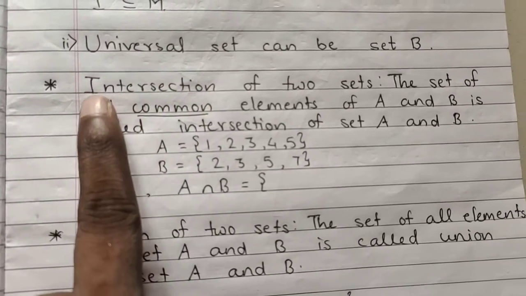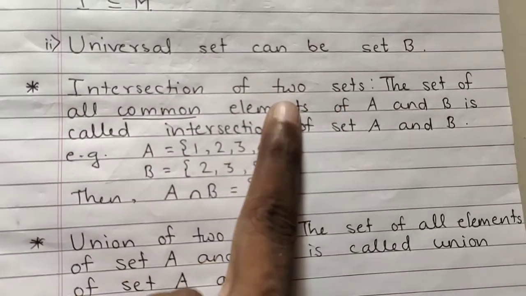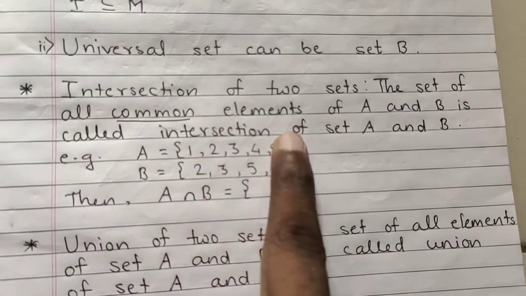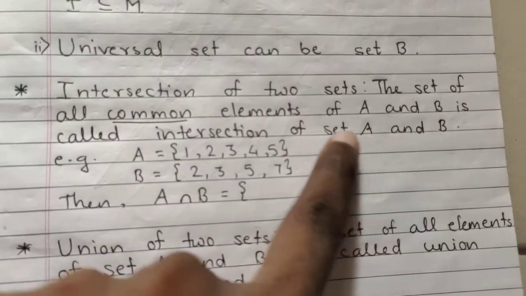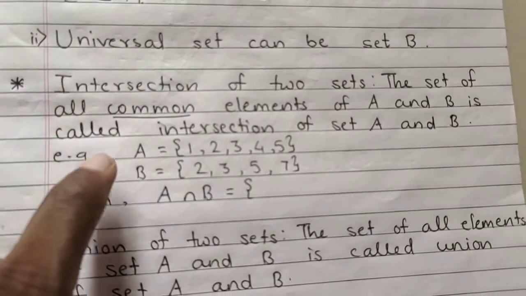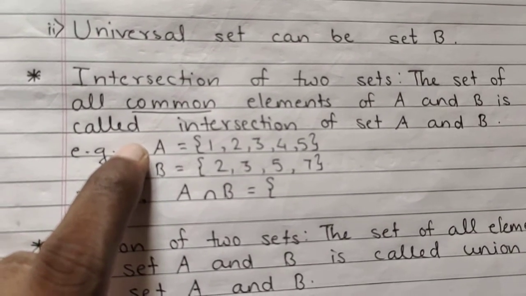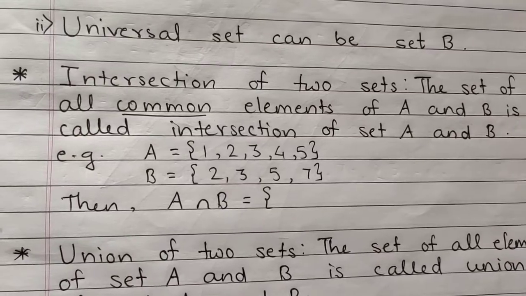Okay, so you have to write those elements which are common in those two sets. See the definition. The set of all common elements of set A and B is called the intersection of set A and B. So remember, whenever you are talking about intersection, you have to write only those elements which are common in the sets. Now see, I have written two sets, set A and set B.